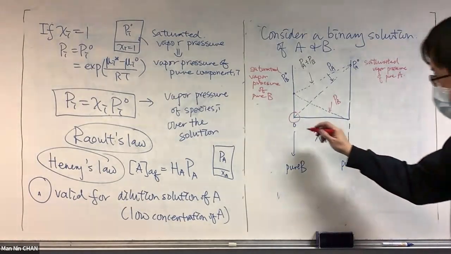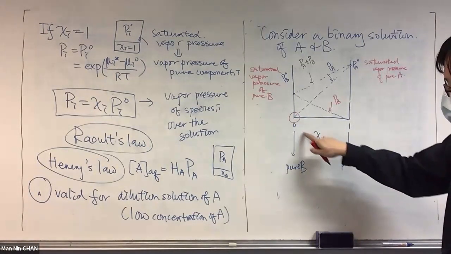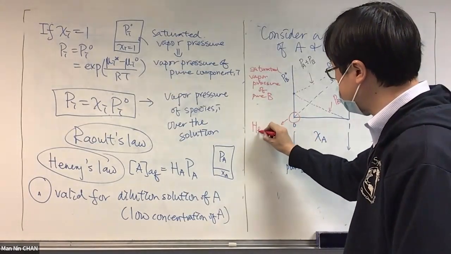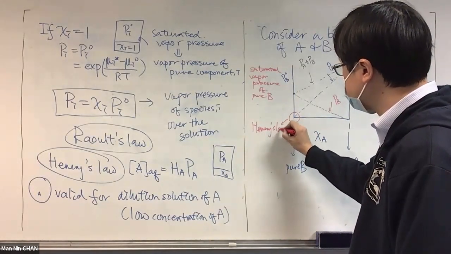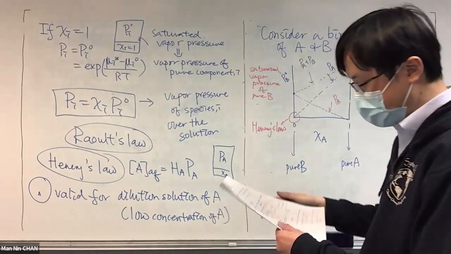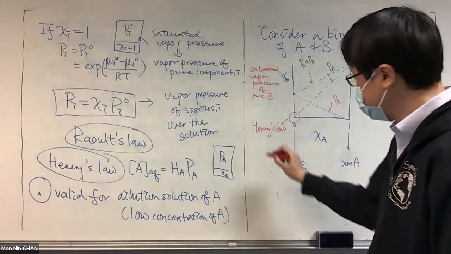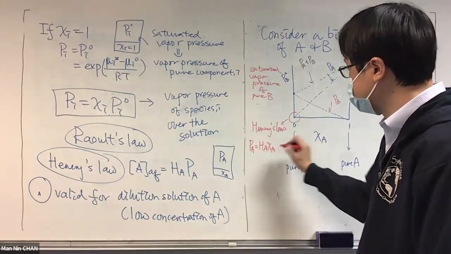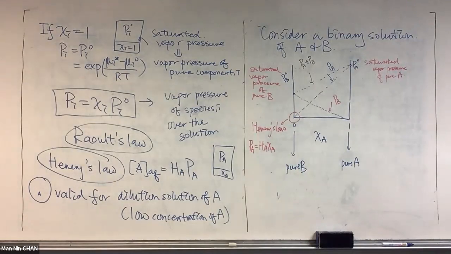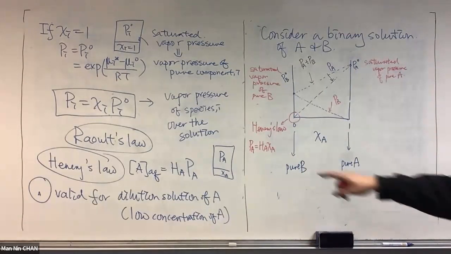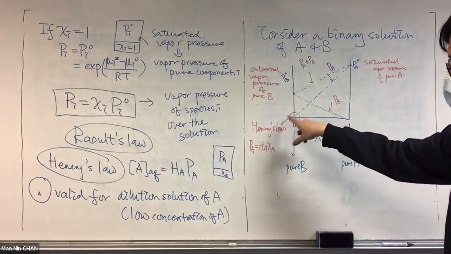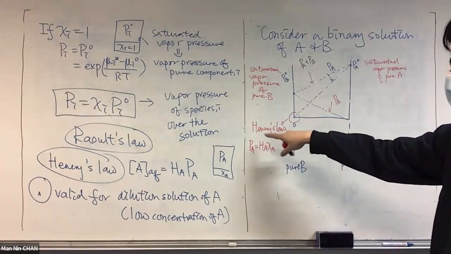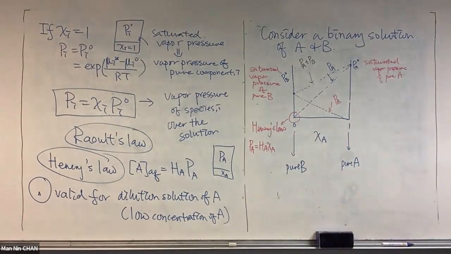So you can predict this because the mole fraction of A is low. Therefore, you can predict using Henry's law. It depends on how you write this, but the idea is that you can use Henry's law to predict the vapor pressure, using the Henry's law constant in the dilute situation.